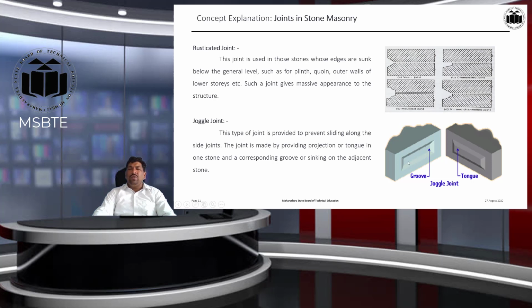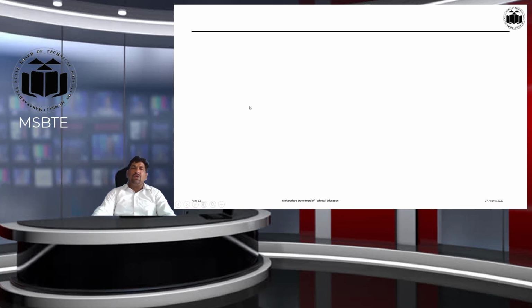You can see that the groove is there. You can see the frog-like shape is provided over here. And for getting locked with another stone, a tongue is provided. So when you are placing these two stones with each other, it's getting locked, and that's why such a kind of joint is called a joggle joint.